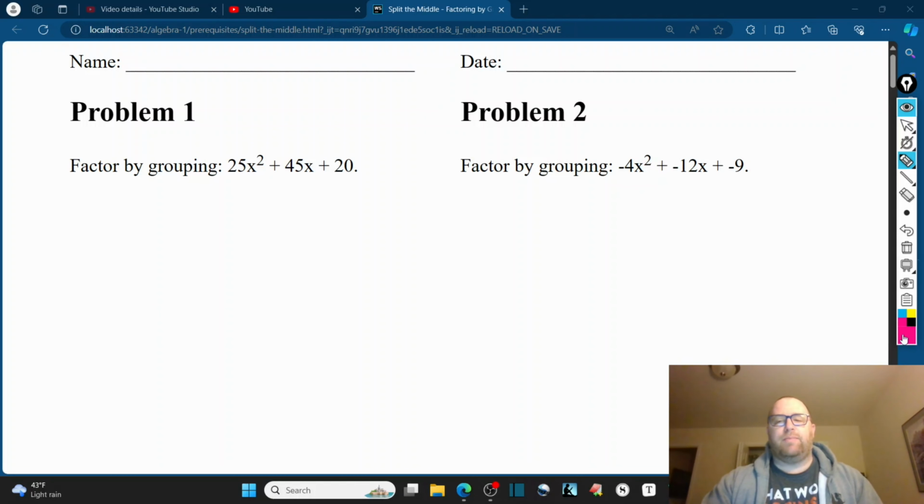So the first part of the method, and this is also sometimes referred to as split the middle, we'll take the coefficient in front of x squared, that's a lot of times referred to as a, and we're going to multiply it by a constant, which is a lot of times referred to as c. So I'm going to do 25 times 20. Okay, now if I want to do this quick, I can think of 2 times 25. Well, 2 times 25 is 50, and I add a 0, so I just get 500.